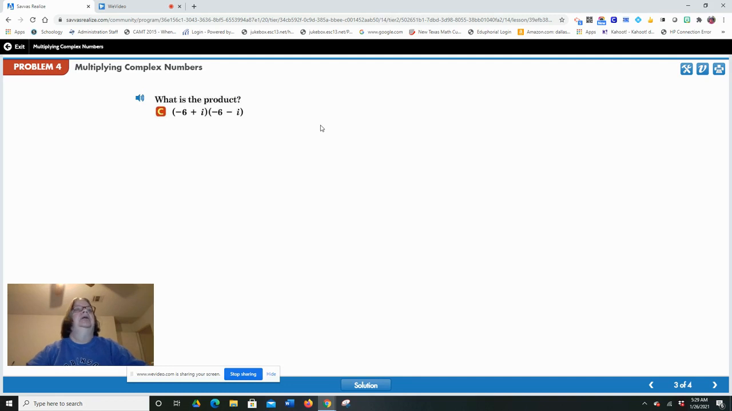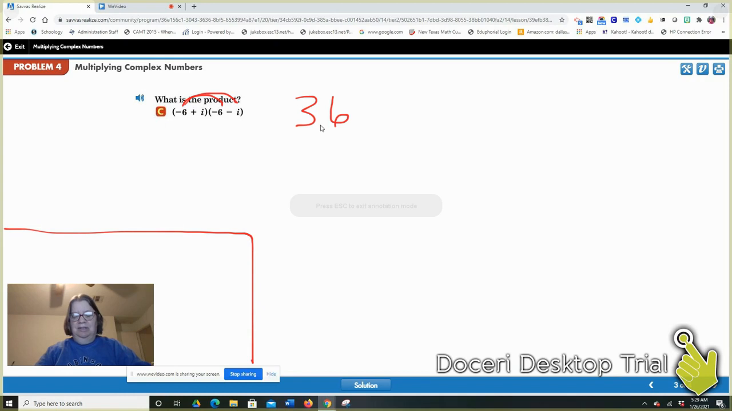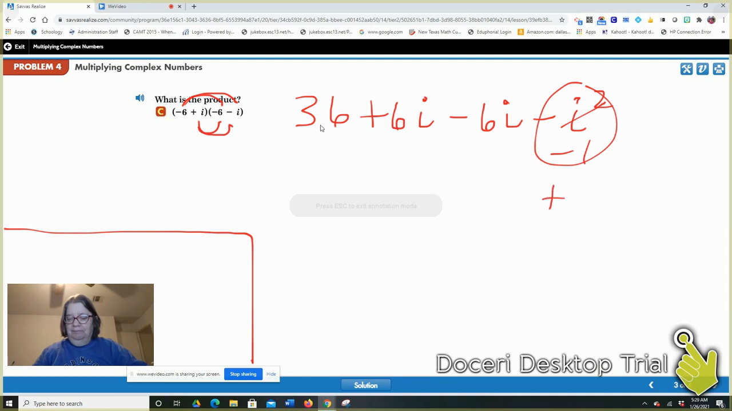What is the product? Product means multiply. Again, you could do this with the box method. Well, -6 times -6 is 36. -6 times -i is positive 6i. Positive i times -6 is -6i. And positive i times -i is -i squared. Ooh, i squared, that's a very important thing. i squared is -1. So that becomes positive 1.